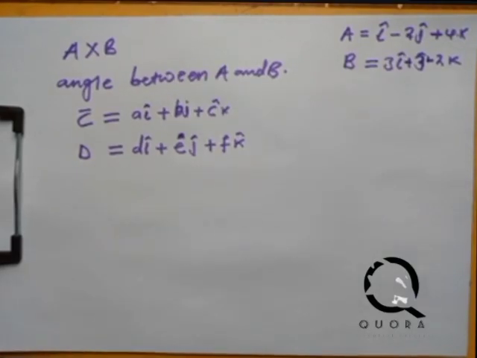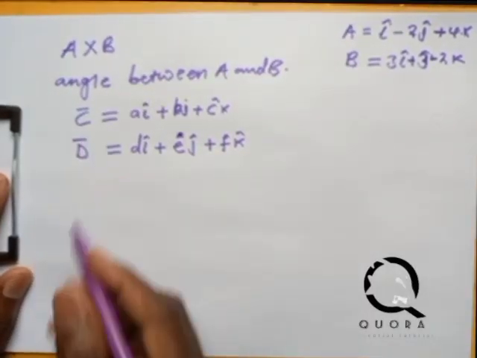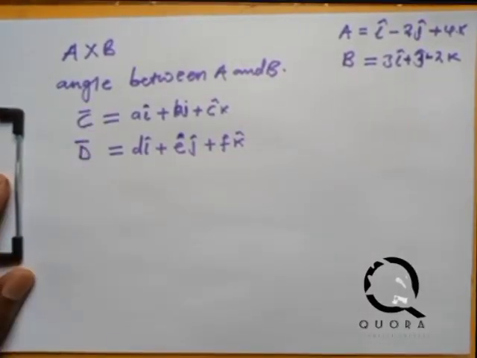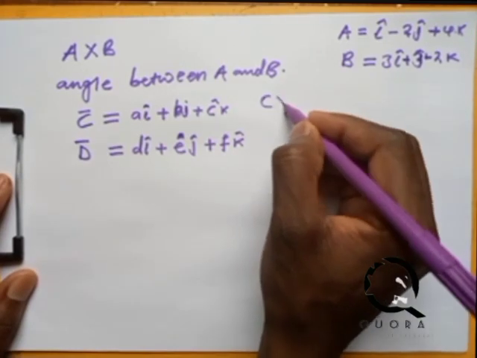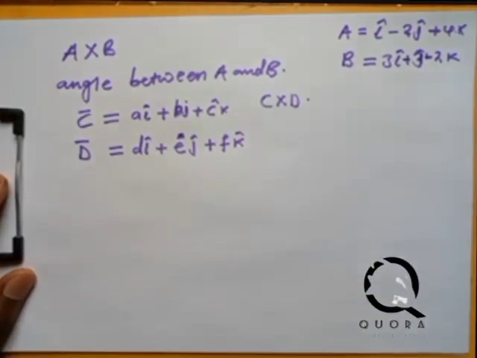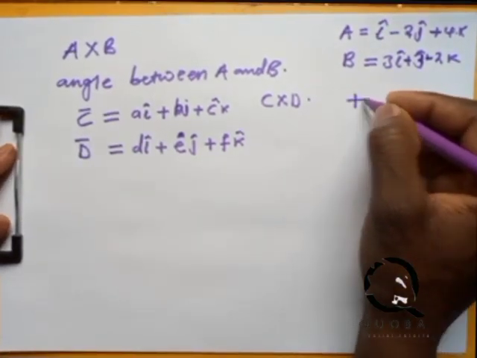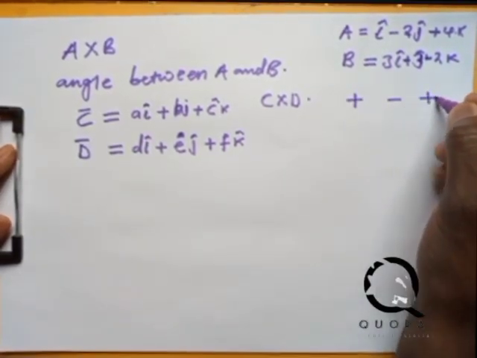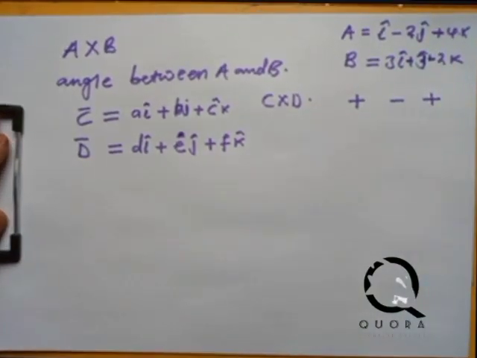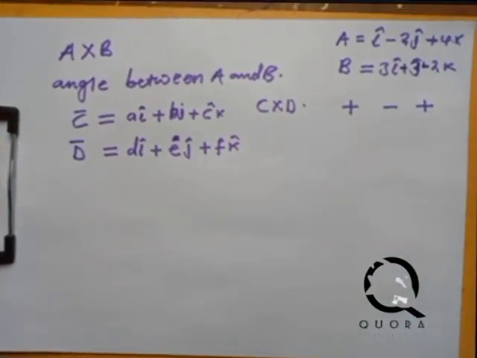Like this. Then they tell you to calculate the cross product of C and D. They write C cross D. What you should always be doing here, we normally use the principle of plus, minus, plus, as we are trying to use what we call Cramer's rule. Cramer's rule applies to both two-dimensional vectors and also three-dimensional vectors.